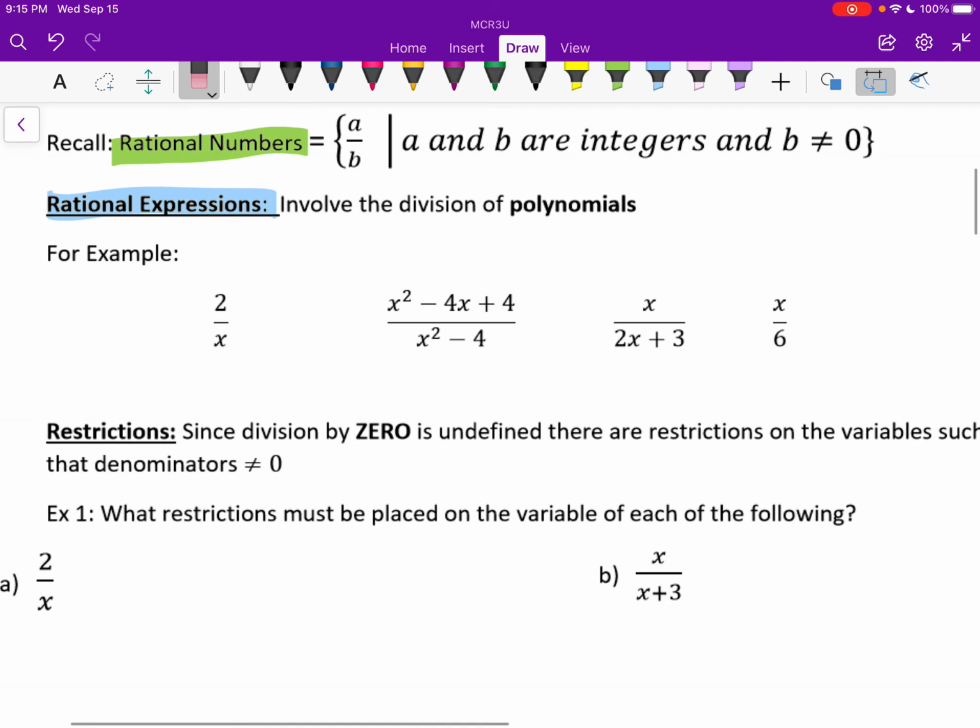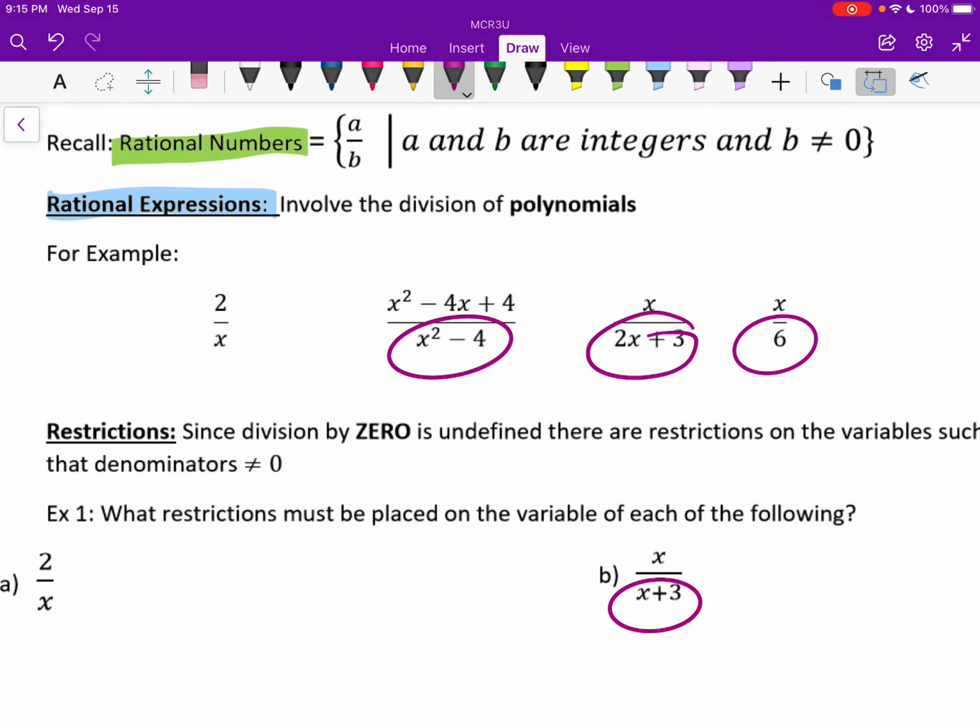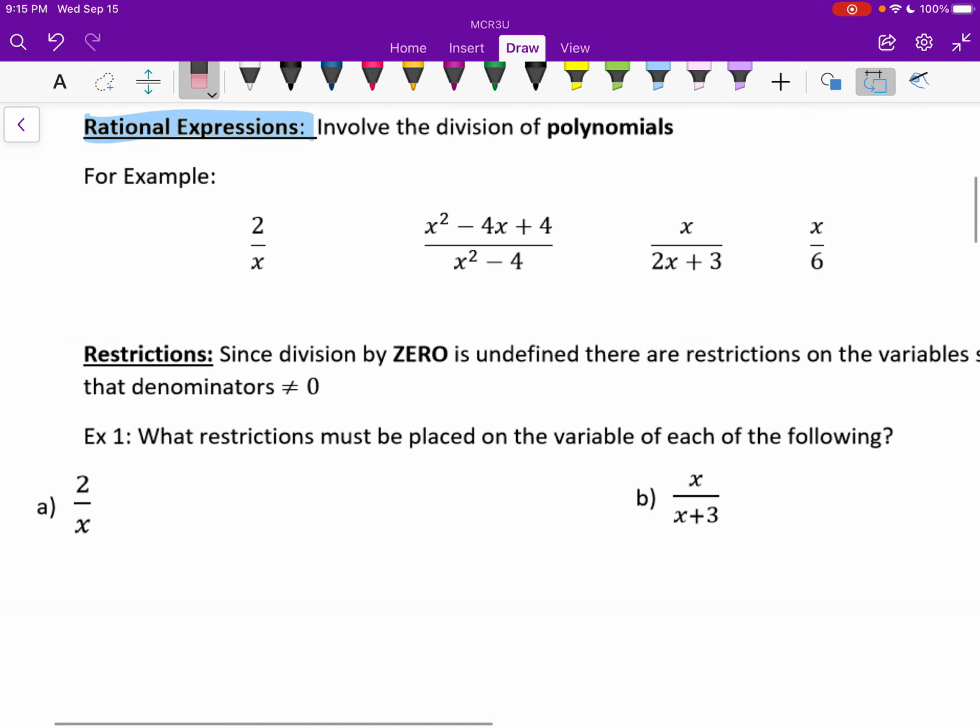This isn't anything new for you, but what you haven't seen before is restrictions. Since division by 0 is undefined, there are certain restrictions as to what the variable cannot be. So basically what the variable can't be is something that'll make the bottom of this rational expression, or any of these, equal to 0, right? And in order to find that, we need to find what the zeros of that particular polynomial are. Sometimes it's easier than others. So something like 2 over x, super easy. You know that x can't be 0, but it can be any other number.